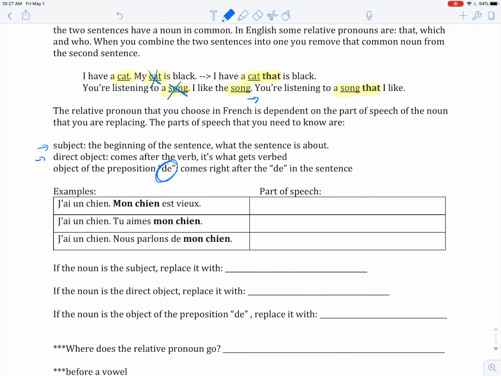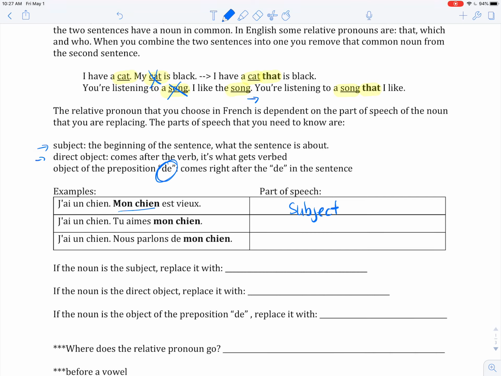So j'ai un chien, mon chien est vieux. I have a dog, my dog is old. In the second sentence here, mon chien, we are deciding if it's the subject, the direct object, or the object of the preposition. In this case, it's the subject because it's at the beginning of the sentence and it's what the sentence is about. So we have subject as our part of speech here.